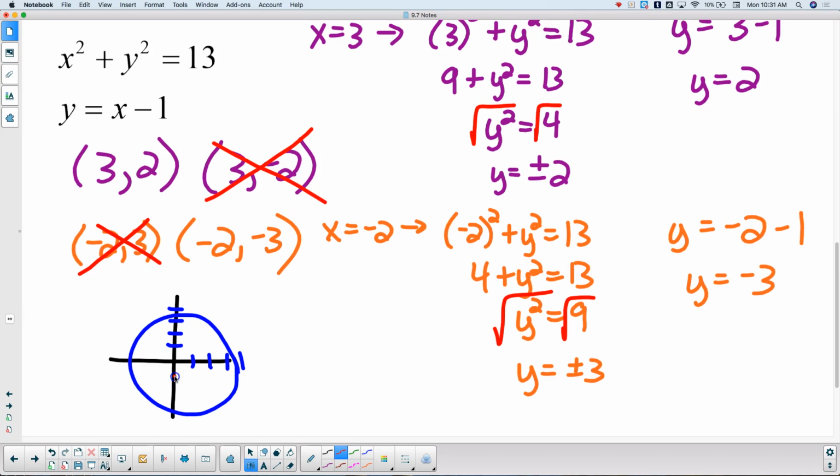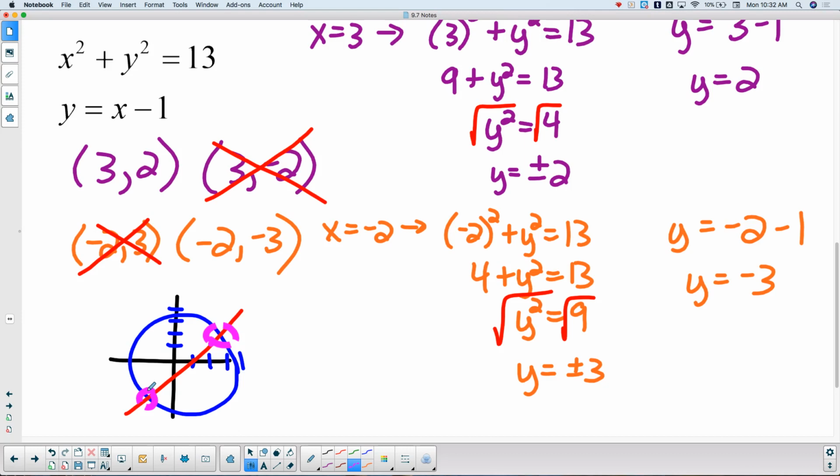Okay, so it goes through here and it goes through there, and so then it goes like this, right? Yeah? Okay. Would it fit that this point right here, that point right there, would that be about 3, 2? Yeah. Would it fit that this point down here would be approximately negative 2, negative 3?